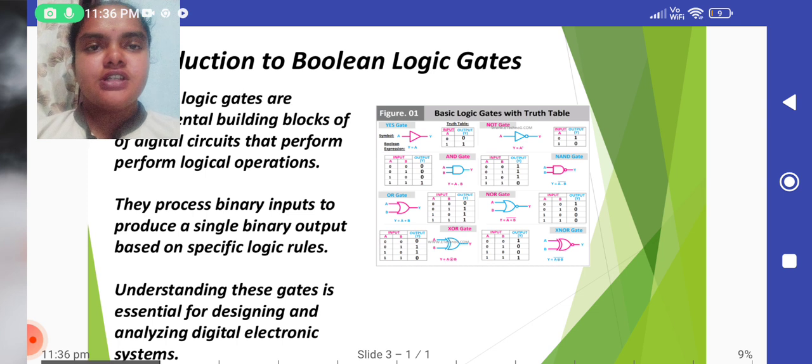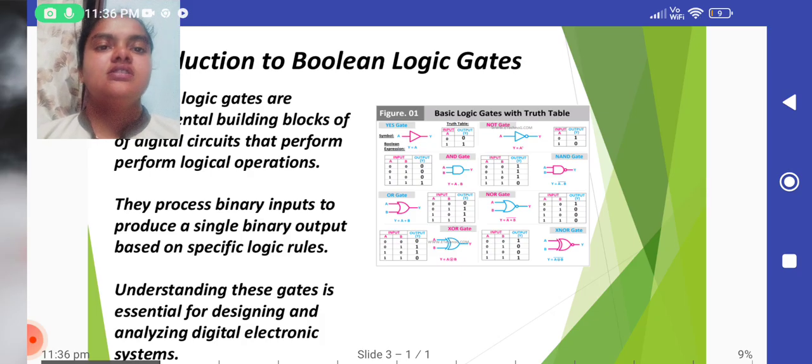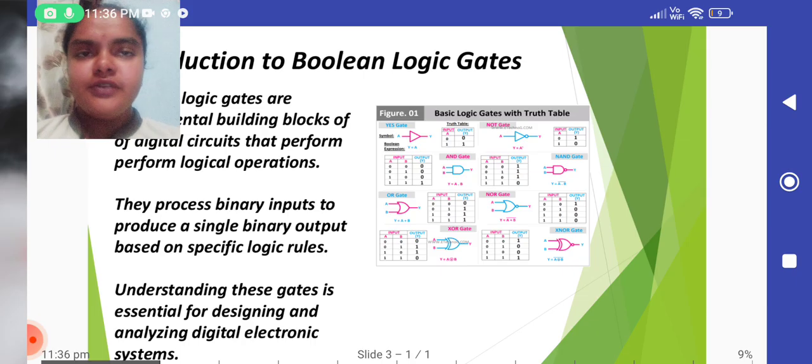Introduction to Boolean logic gates. Boolean logic gates are fundamental building blocks of digital circuits and they perform logical operations. If we give them binary inputs, they produce a single binary output based on their specific logical rules. Now let us discuss what is meant by a Boolean logic gate.